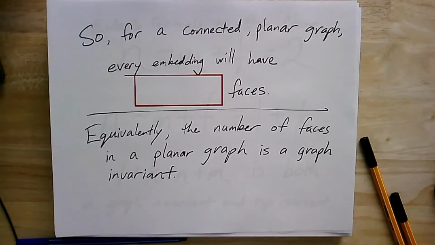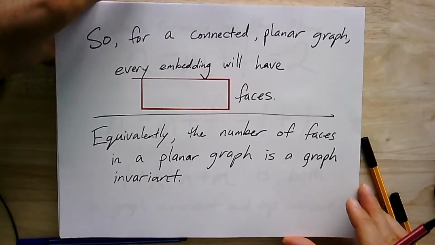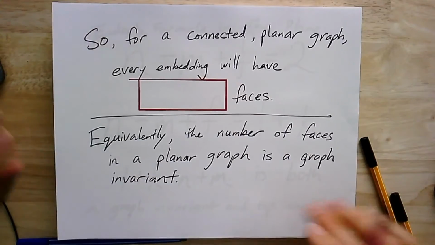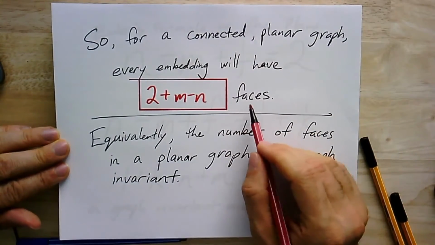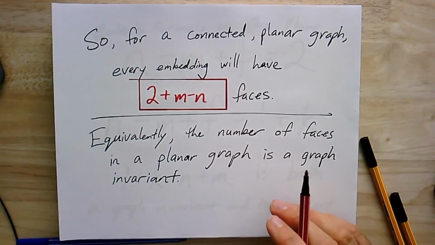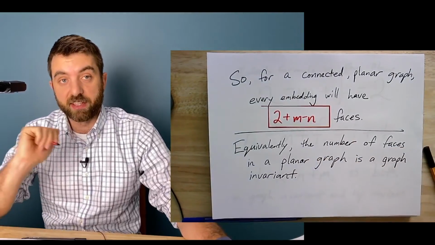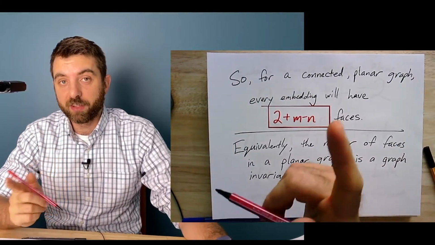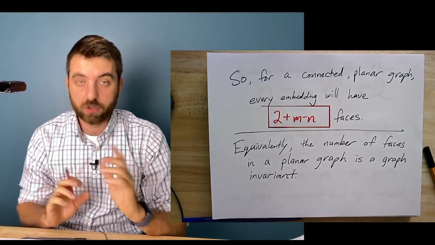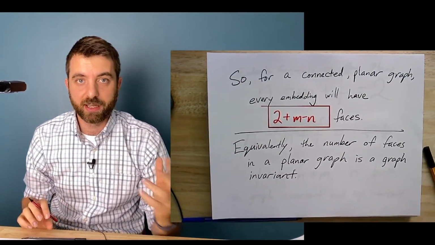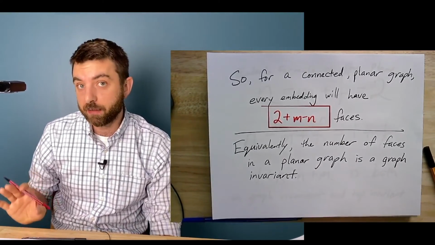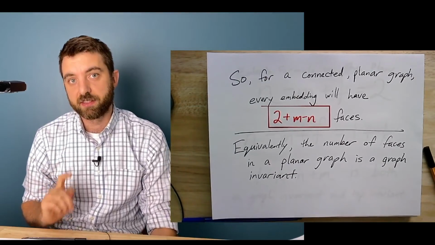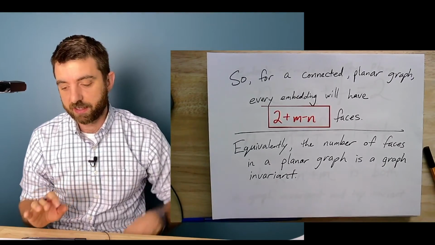All right, so what are the consequences of this? It means that if you have a connected planar graph, every single embedding, no matter how you embed it in the plane, there's going to be 2 plus m minus n faces, right? m is the number of edges, n is the number of vertices. So there's always exactly this many faces. So even though you can change how you embed it, you can get different looking embeddings, you can get embeddings where the faces maybe have different edges, maybe even different numbers of edges on them, the number of faces is going to be the same. All right, so it's invariant.